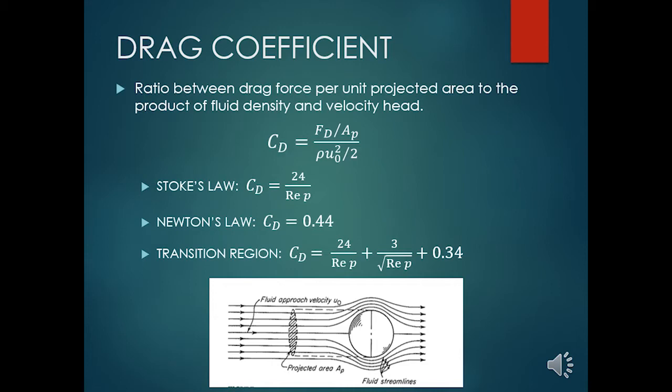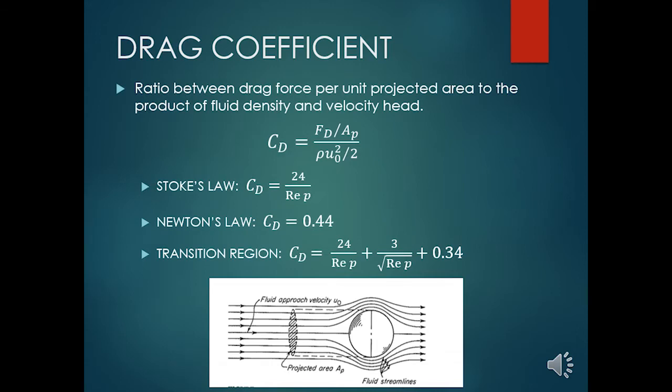And in the Newton's law range, which is the area between Reynolds number of 10 raised to 3 to 2 into 10 raised to 5, the drag coefficient is fairly constant at about 0.44. And in the transition region, there are many equations to find the drag coefficient. We can also obtain it using the drag coefficient versus Reynolds number chart. But here I have given an equation which is commonly used to find the drag coefficient.